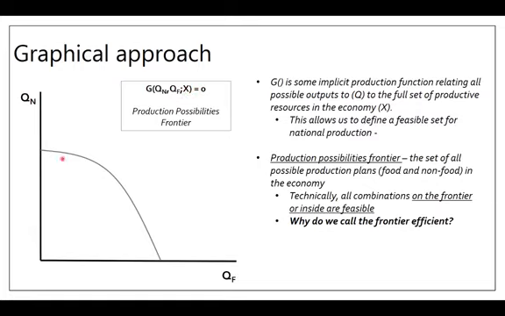One of the factors that tells us what this looks like is how much national resources you have. And you probably recognize this. It's called the production possibilities frontier. It's the set of all possible production plans between food and non-food that are available to this economy. Technically, you could say you could reserve resources by producing inside of the frontier, but we typically refer to the frontier as efficient because whatever is in X has no value to us.